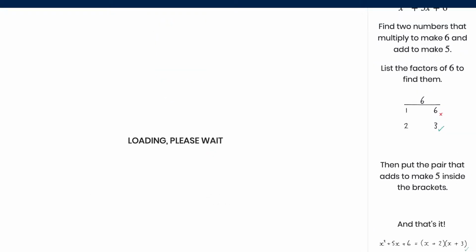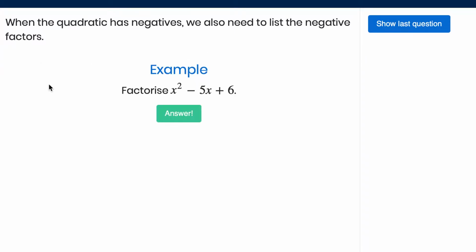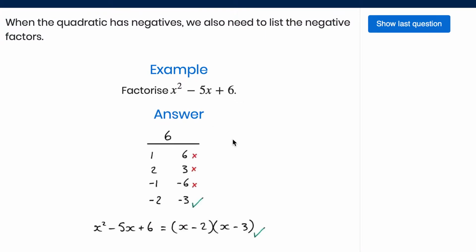Okay, right, let's step it up a bit. When a quadratic has negatives, we also need to list the negative factors. So here is an example. Factorize x squared minus 5x plus 6. The method is still the same. We need to find a pair of numbers that multiplies to make 6, but this time adds to make negative 5. Now, a positive number can also have negative factors. This is because two negatives multiply to make a positive. So when listing pairs of factors, make sure to list the negative pairs too.